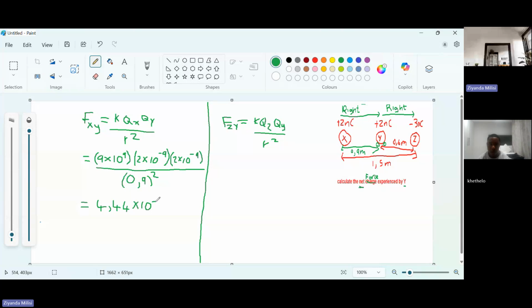Please make sure that the answers are correct. Newtons. In which direction? To the right. Perfect. It's important to include direction here. To the right.